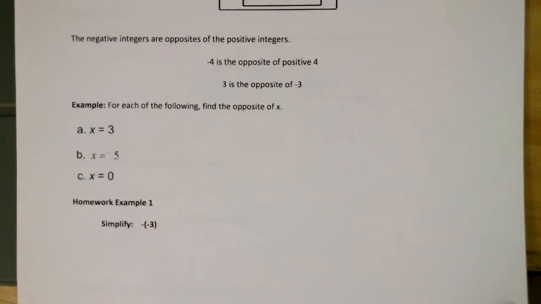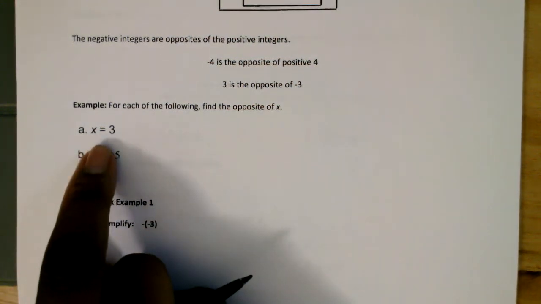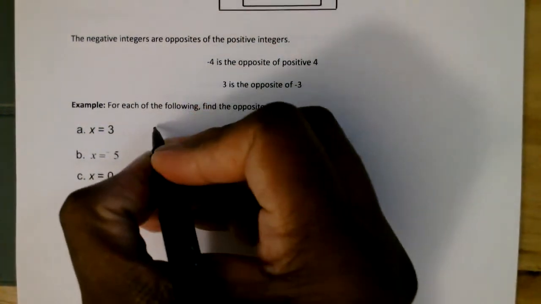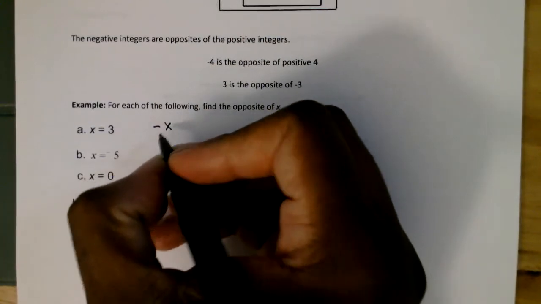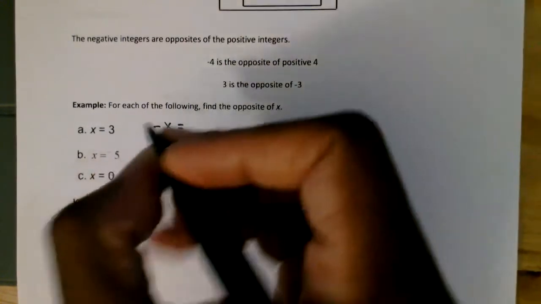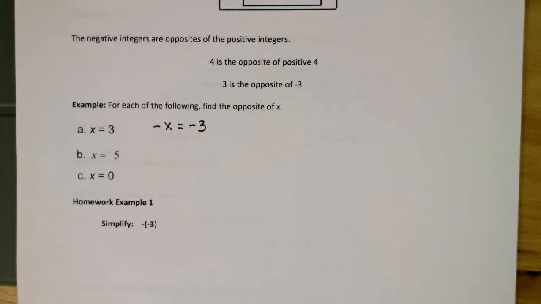Okay, so let's look at this example here. Let's say we want to find the opposite of x. In other words, here we got x is equal to 3. We want the opposite of x. Well, to represent the opposite of x, it will have to be a negative sign in front of the x. And if we put the negative sign in front of the x, then that means that this 3 will have to be -3. So the opposite of x equals 3 would be -x is equal to -3.